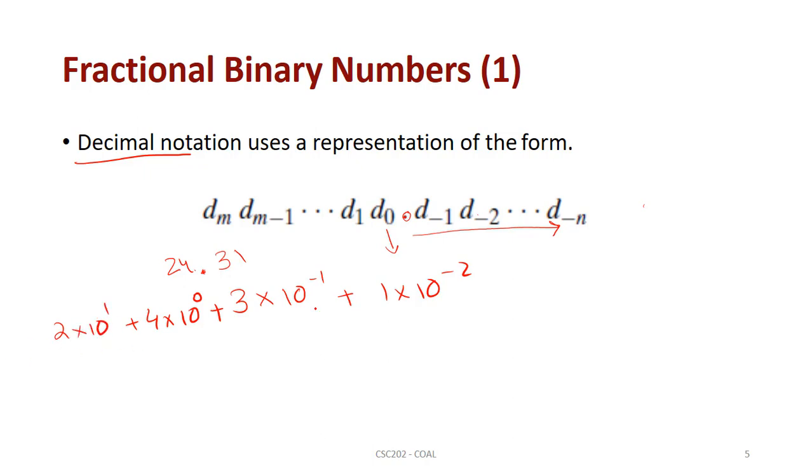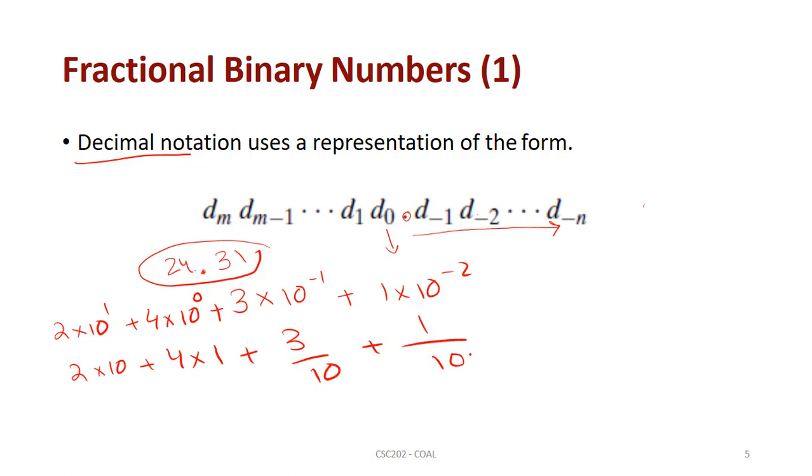And if we add up all these terms, we'll get 24.31. How? 2 multiplied by 10 plus 4 multiplied by 1 plus 3 divided by 10 plus 1 divided by 100. We'll get 20 plus 4 plus 3 divided by 10 plus 1 divided by 100, and when we add up all these terms, we'll get 24.31.